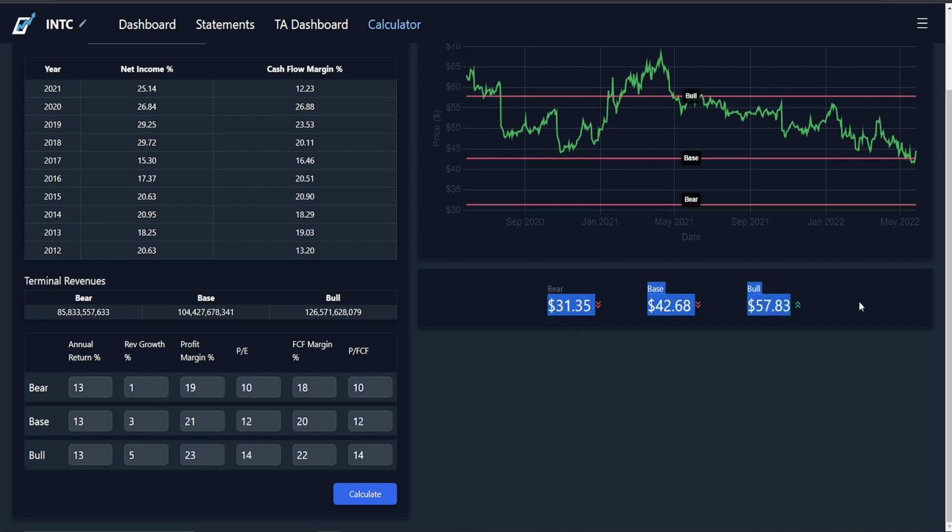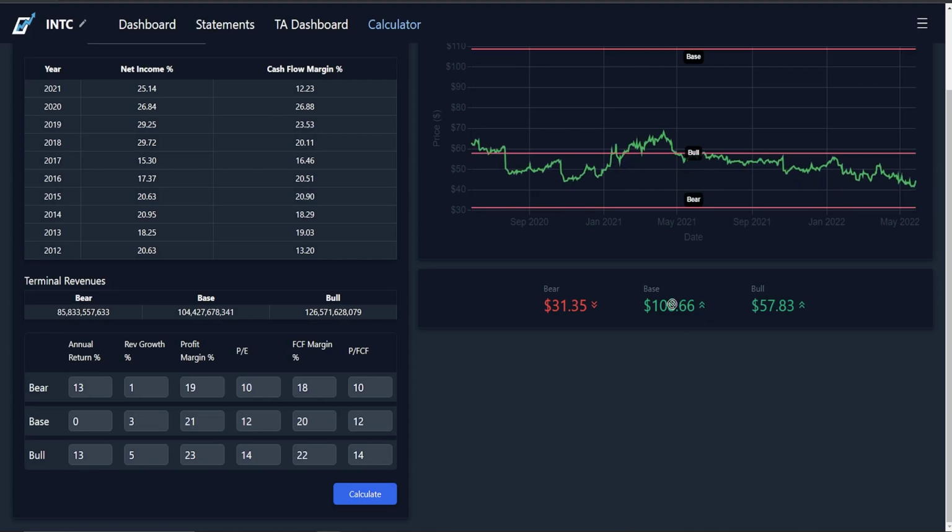It's the price you need to buy under to get the 13% return a year for 10 years, assuming these assumptions are correct. If you wanted a price target, you would put in 0, and that's the price that you could expect it to be in 10 years.